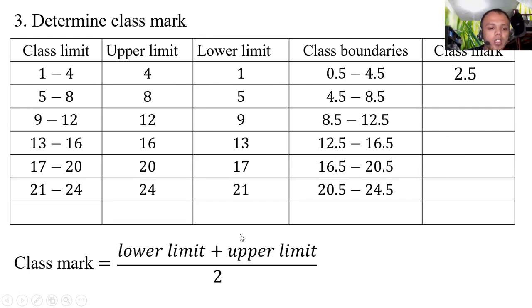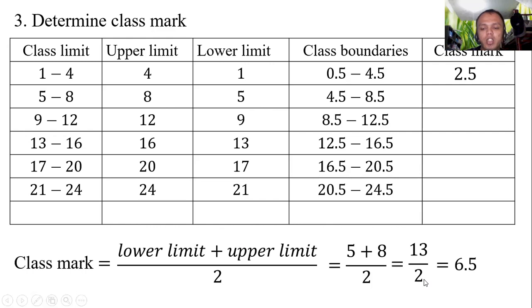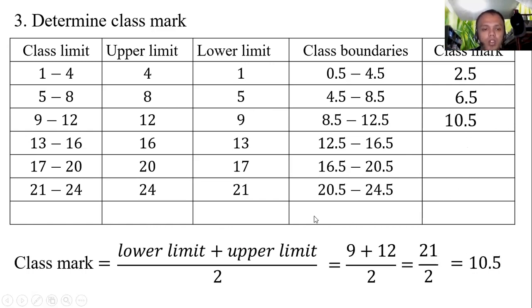Okay? Next. Ito naman. 5, lower limit natin is 5 plus yung upper limit is 8. So 5 plus 8 is 13. Divide by 2 is 6.5. So 6.5 yan. Next. Lower limit natin is 9, then upper limit natin is 12. 9 plus 12, we have 21. Divide by 2, we have 10.5. Okay? Next. Here. 13 plus 16 is 29. Divide by 2, we have 14.5.